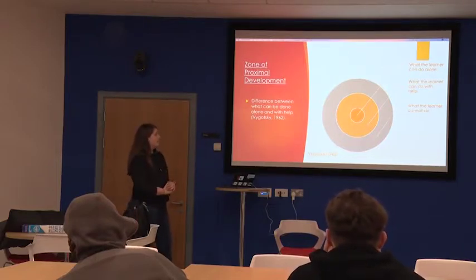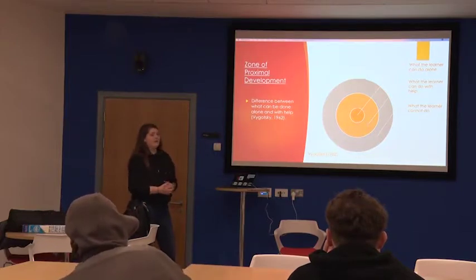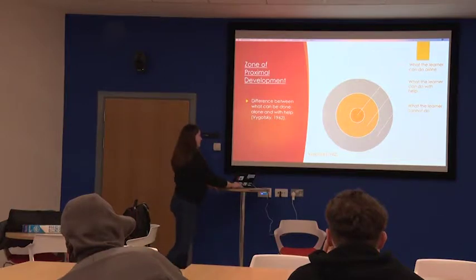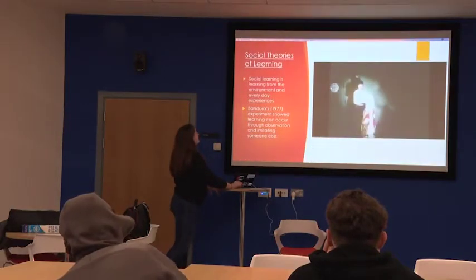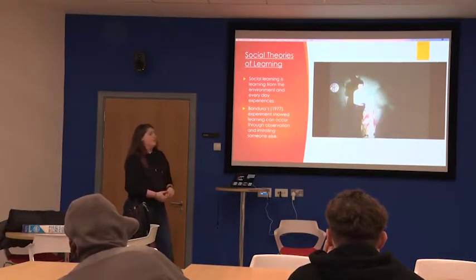And then next, the last circle is what the learner cannot do. So they've tried something, they can't do it on their own, they've tried help, but they're not getting anywhere, so it's just not working. And that was by Vygotsky. So the social theories of learning. Social learning is learning from the environment and everyday experiences.